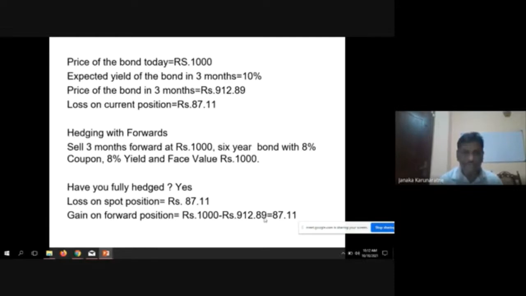Now the price of the bond today is 1,000. I am referring to face value. Expected yield on the bonds in 3 months time is 10%. Remember? If the market yield is now 8%, and the policy rate goes up from 6 to 8, we expect the bond rate will also increase by 2. This is a perfect scenario. So what is the price of the bond in 3 months time? 912.89.